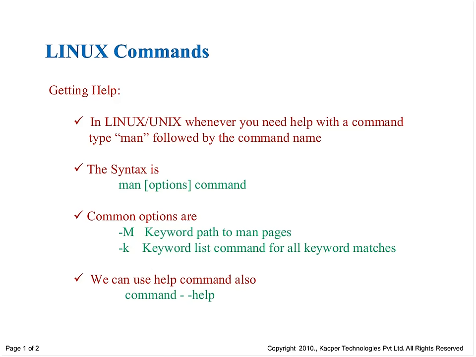The way to use this is to type man with some options, where the options are optional, followed by the command. The man options are: dash m stands for the keyword path to the man pages, or dash k, the keyword list command for all the keyword matches. So you can say man dash k and then anything that you want. Maybe you want to say dir and then it prints out all the keyword matches for that particular command.